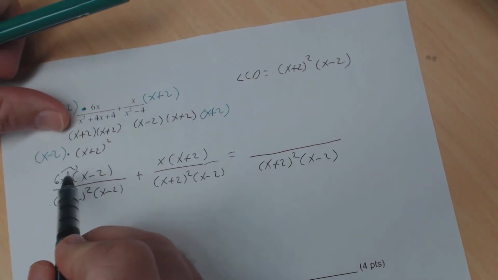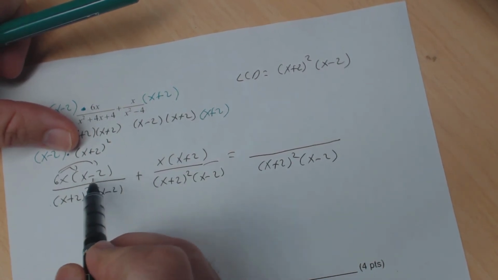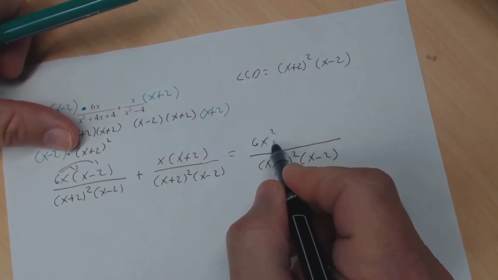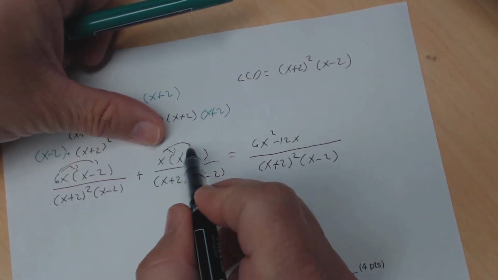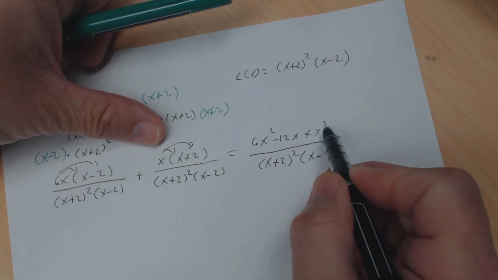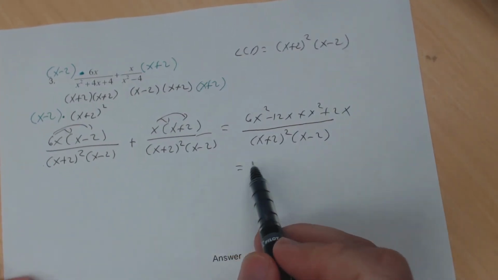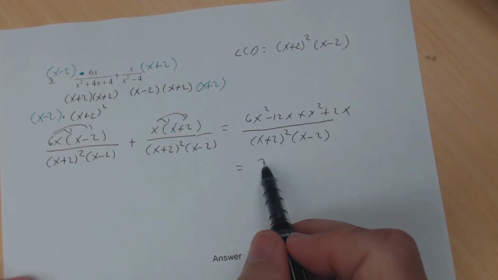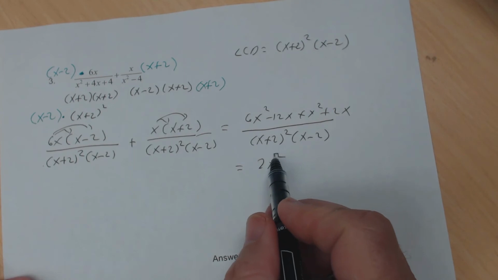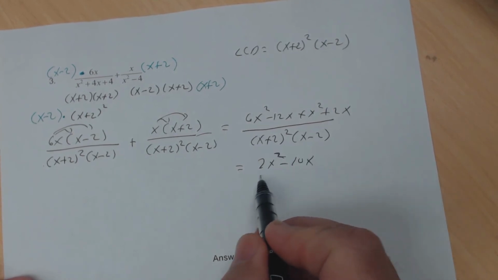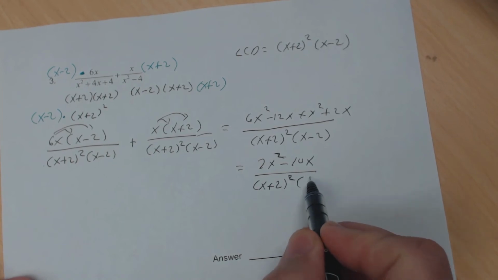Now let's go ahead and distribute this. So that's going to be 6x squared minus 12x. So 6x squared minus 12x plus, all right, if I distribute the x, that's going to be x squared plus 2x. All right, combine like terms, I'm going to get 7x squared. A negative 12x and a positive 2x is a negative 10x all over x plus 2 squared times x minus 2.